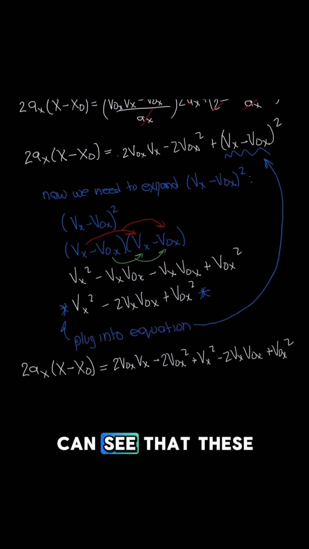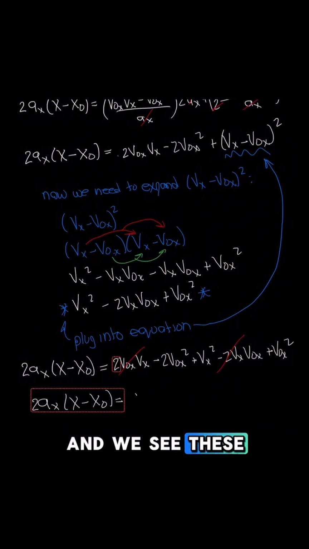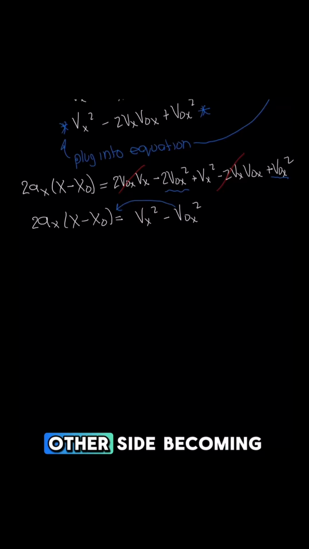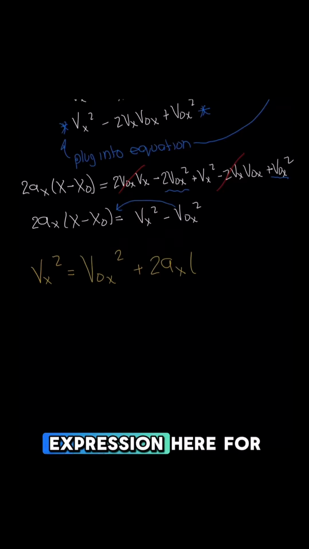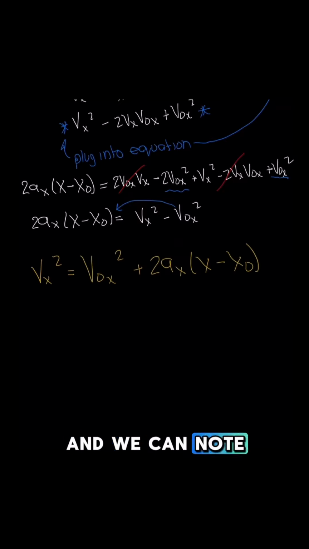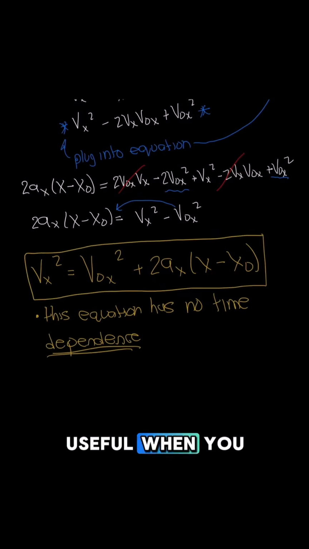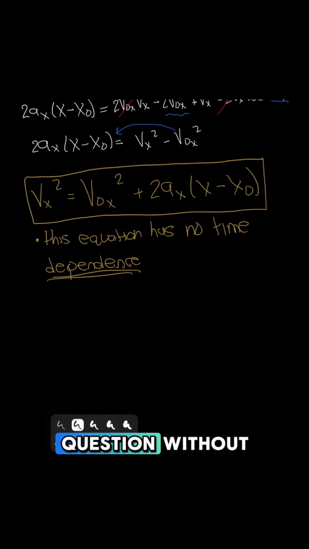From this point, we can see that these 2 terms cancel. And we can see these 2 terms add up to negative VOX squared. And then we can move that to the other side, becoming positive. And we get this expression here for the final answer. And we can note that this equation has no time dependence. So this equation is useful when you are given a constant acceleration question without time.